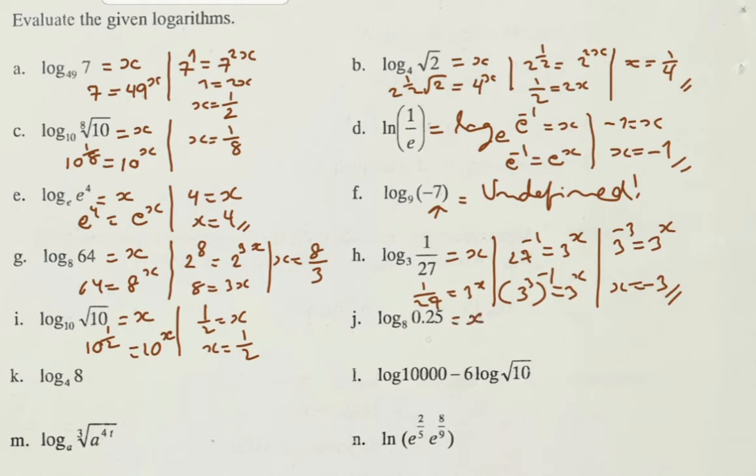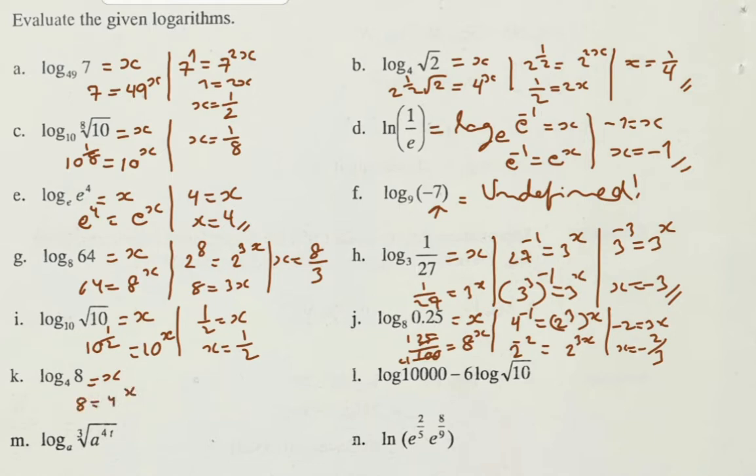J. Let it be x. Log of 0.25 with base 8. 0.25, if you change to fractional form, is 25/100, which is 1/4. Exponential form: 8 goes to the right, x is up, 8 to the power x. So make the same base because x is above. 1/4 is 4 to the power -1. 8 is 2 to the power 3. 4 is 2 squared, so 2 squared to the power -1 is 2 to the power -2. And 8 to the power x is 2 to the power 3x. So -2 is 3x. x is -2/3.